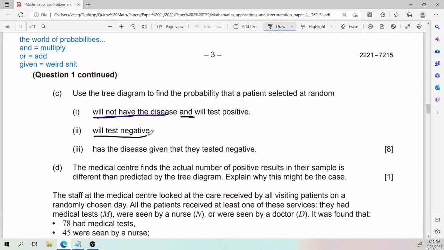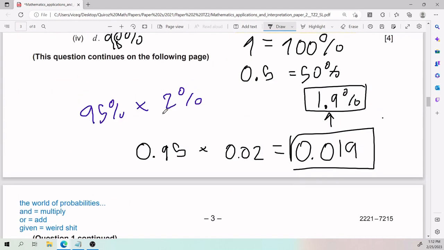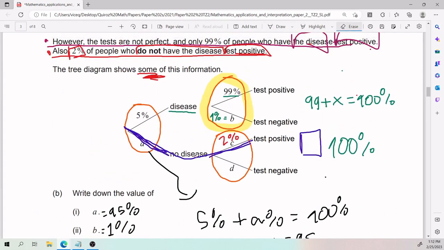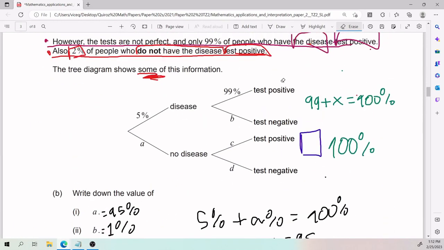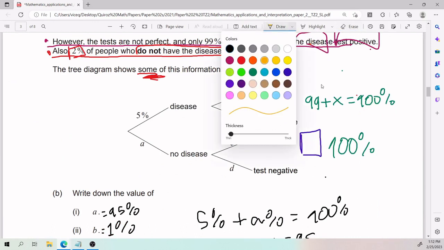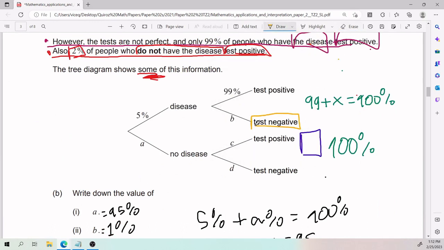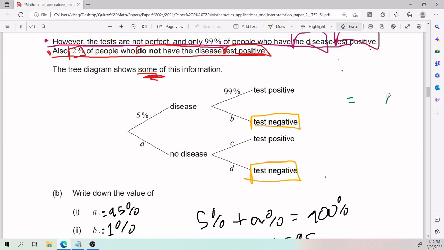For the second part, we have that you will test negative. And so if you will test negative, there are two options. Let me erase what's going on here for a second, make a little bit more space. So we're looking at will test negative. In which scenarios do you test negative? I test negative here, and I test negative here. How do you reach the first one? You reach the first one by first going through disease. So I am doing this times this: 5% times B percent.